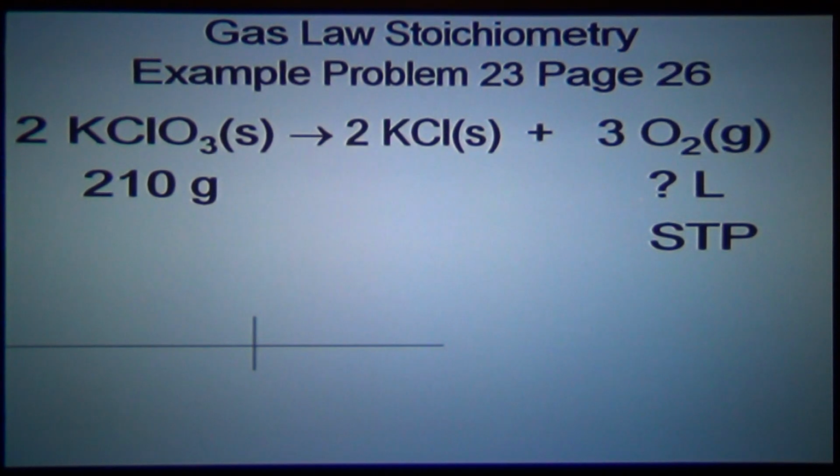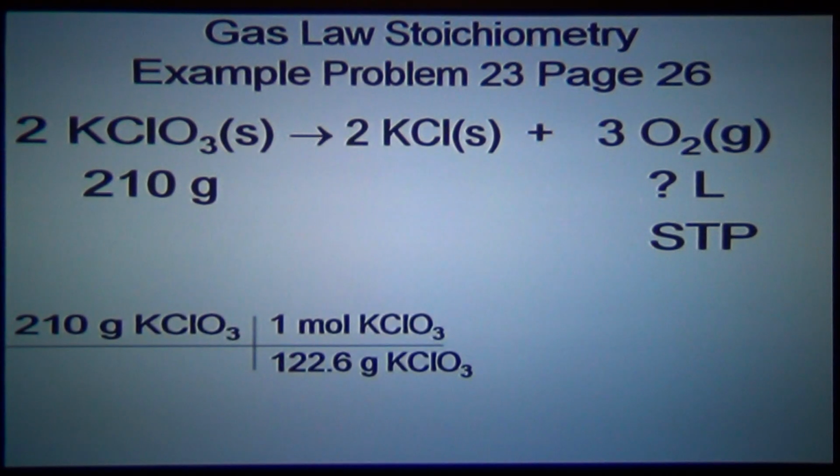So I need to add up the molar mass of the KClO3 so that I can change the 200 grams to moles. So using the periodic table and adding up the molar mass, we see that it's 122.6: 39.1 for the potassium, 35.5 for the chlorine, and each oxygen is worth 16. You add all that up, and of course you get the 122.6. So our first step is to get into moles.